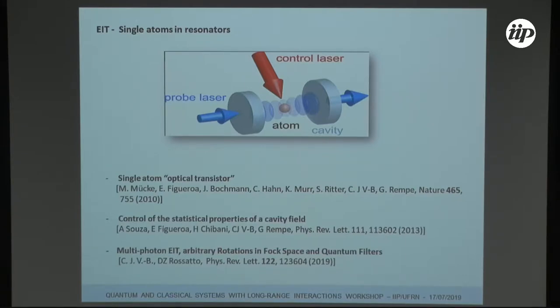We can do arbitrary rotations in Fock space. So given a cavity mode, a bosonic field, we can apply this theory to promote arbitrary rotations between zero and one photon. For example, starting from zero photons, we can go to a perfect superposition of zero and one, and back, and so on. So in a coherent way. We showed this in this paper here.